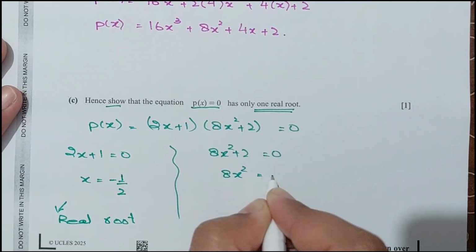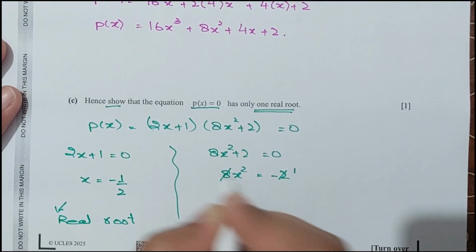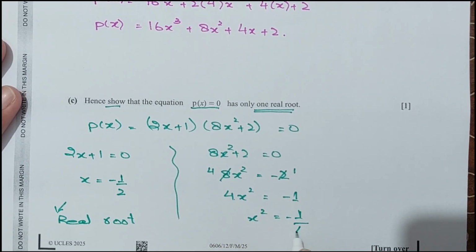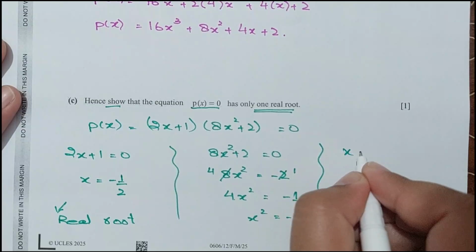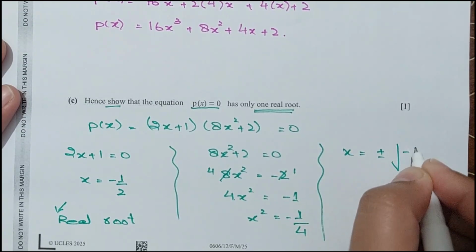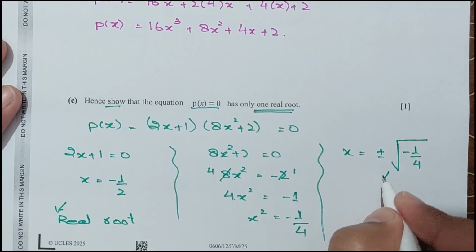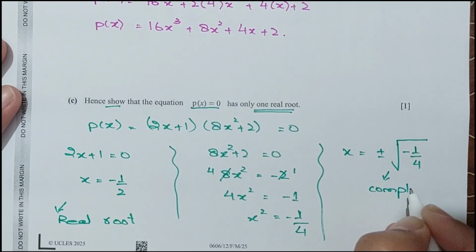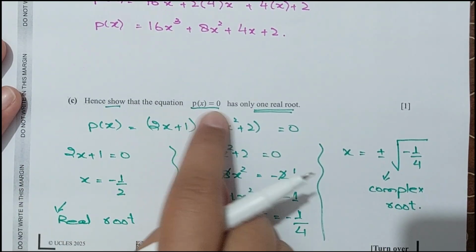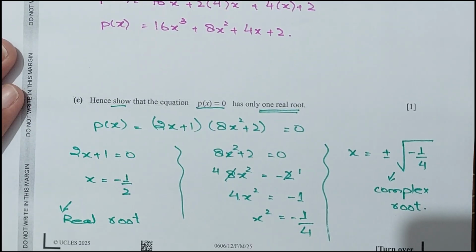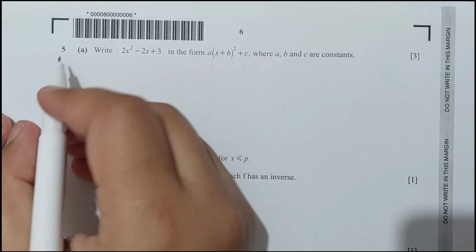8x square equals negative 2. 2 times 1 is 2, 2 times 4 is 8. 4x square equals negative 1. X square is negative 1 over 4. And what is x? X would be equal to plus minus root of minus 1 over 4. Whenever we have a negative number in a square root, that is a complex root. So it is proof that the equation p of x equals 0 has only one real root, and that real root is minus 1 by 2.